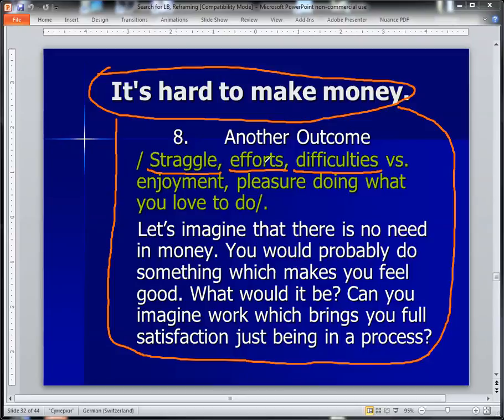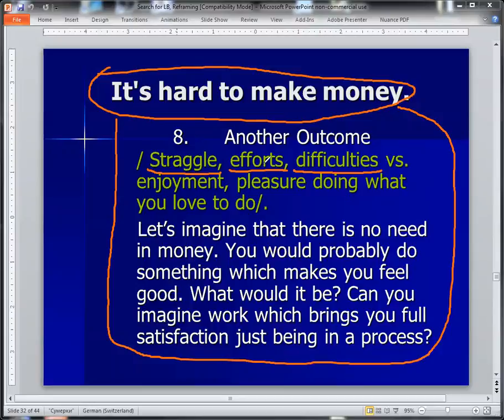So as a result, it really comes to enjoyment, pleasure, or doing what they love, and so on. It's in the mind of many people that money will allow them to do that. That's actually another belief. So what if we right now start focusing them on that particular thing? If they want to live like this, what if they do it now? Yeah? So let's imagine that there is no need for money, just for a second. You would probably do something which makes you feel good now. Yeah, what would it be?